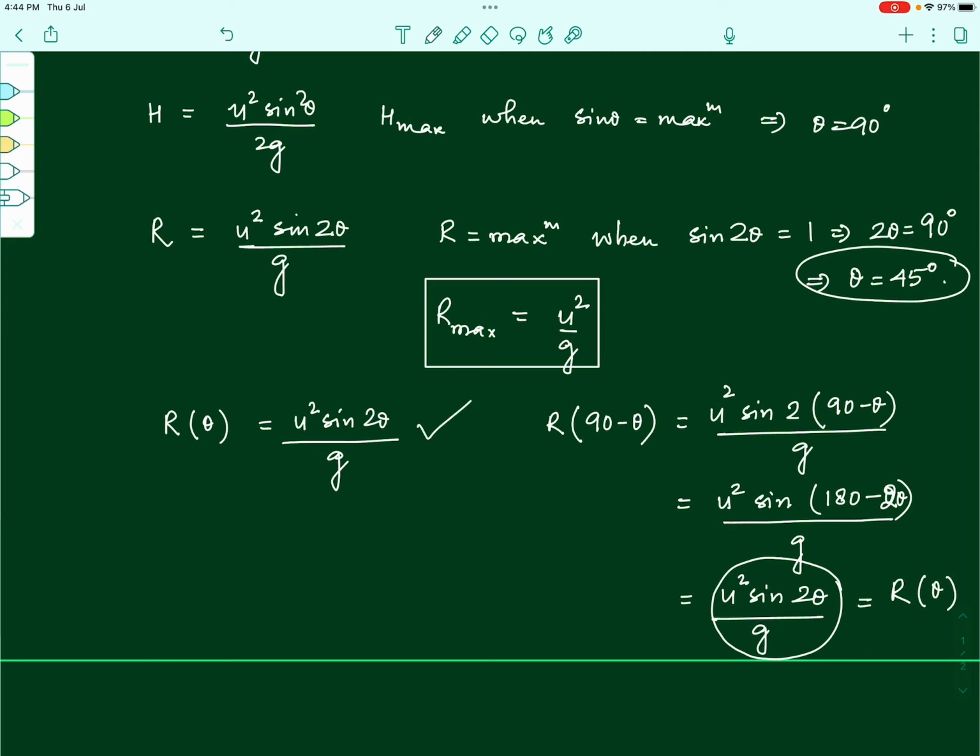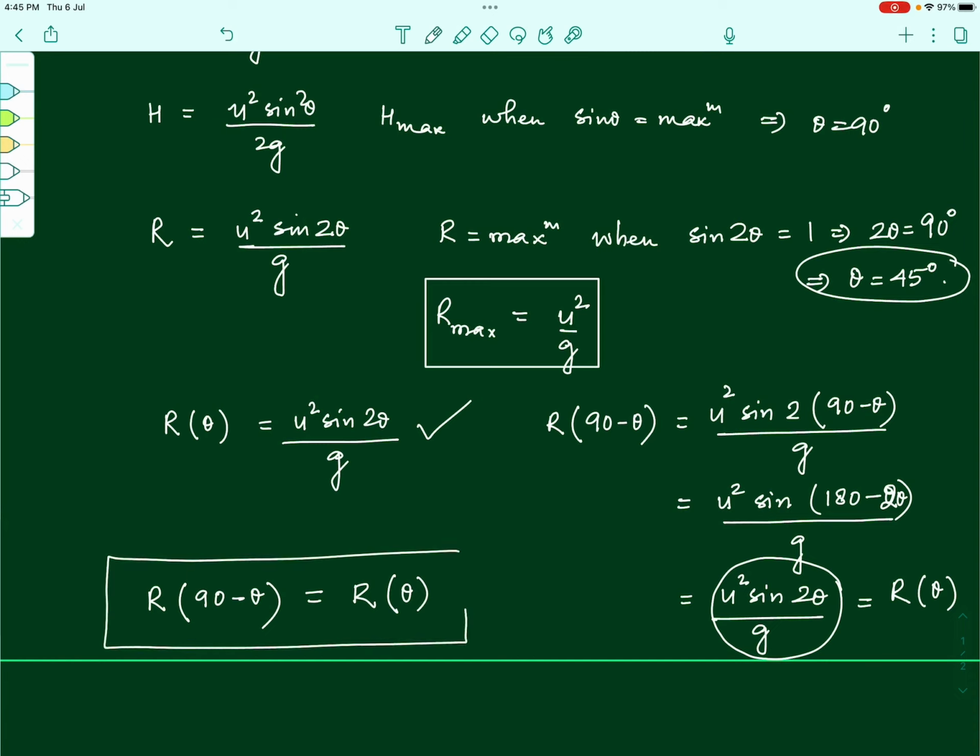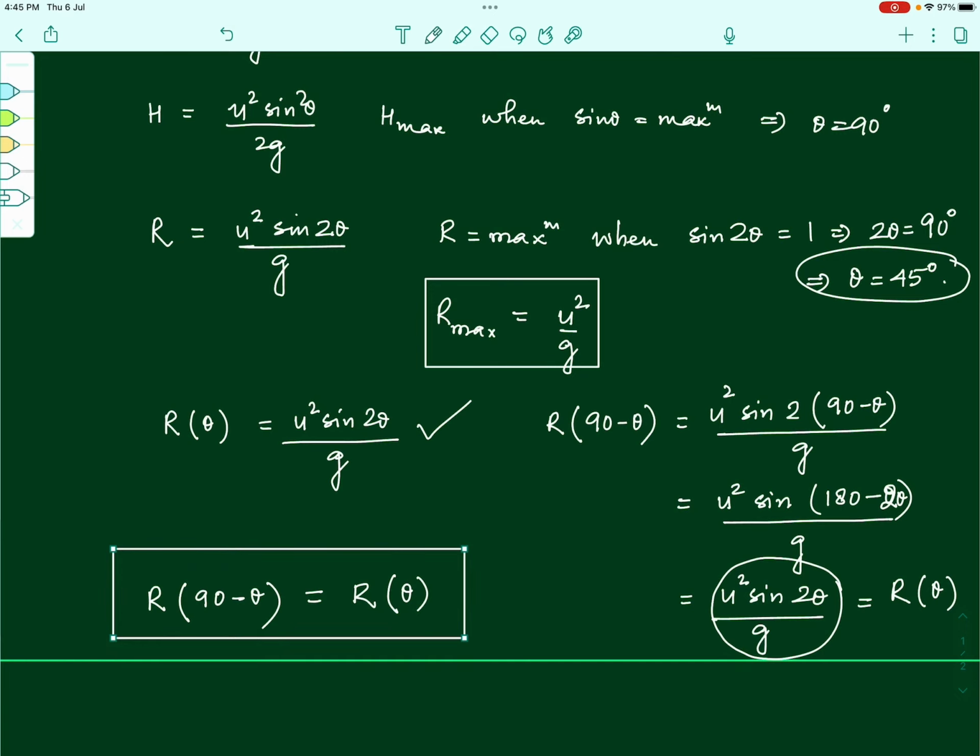So, what we get from here is that the range of a projectile for an angle of projection 90 minus theta is equal to the horizontal range for angle of projection theta, given the initial speeds are the same, which is another important result. You get direct questions based upon this.